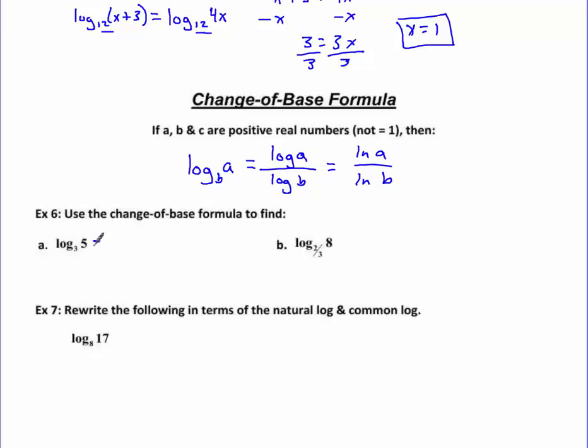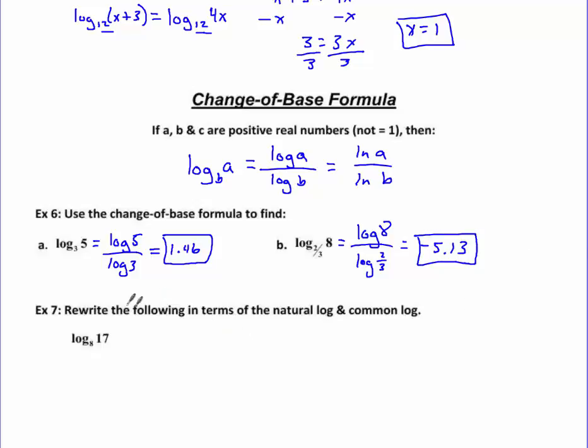So if we look at this log base 3 of 5, use the change of base formula to find it. You just do log 5 divided by log 3, write in your calculator, and that's going to equal 1.46. Okay, over here we have log base 2/3 of 8. So that's going to be log 8 divided by log of 2/3. Type that right in the calculator. Negative 5.13.